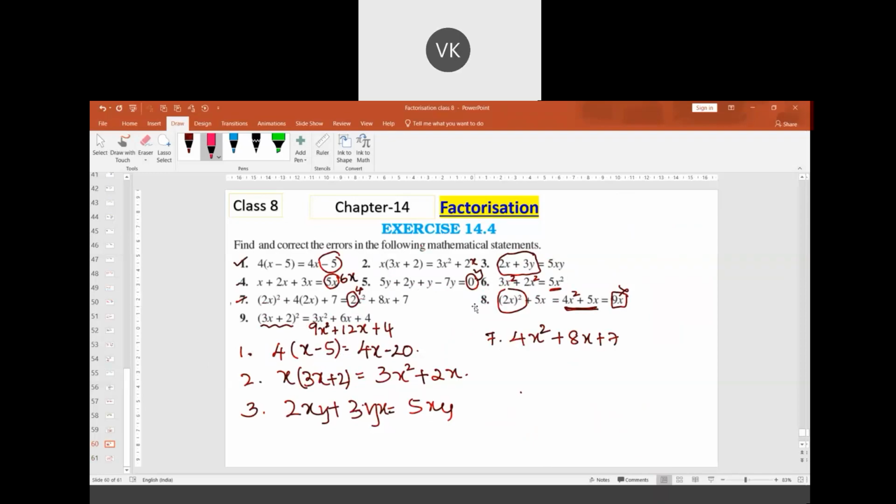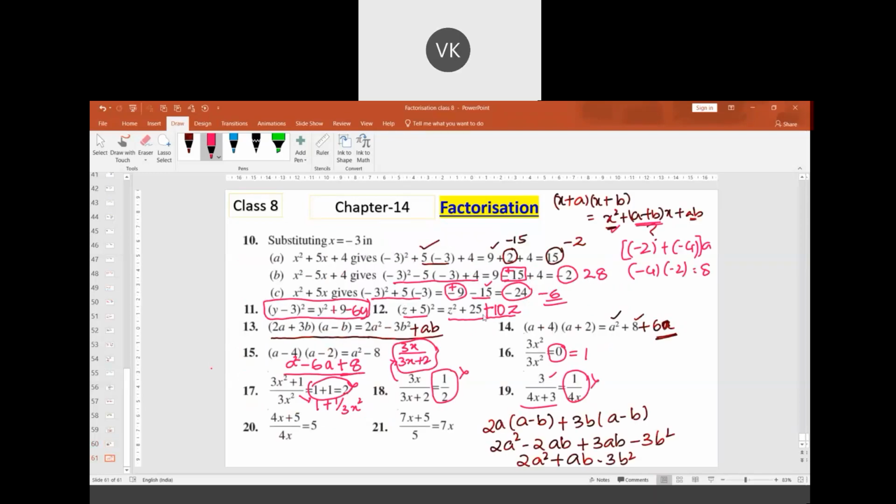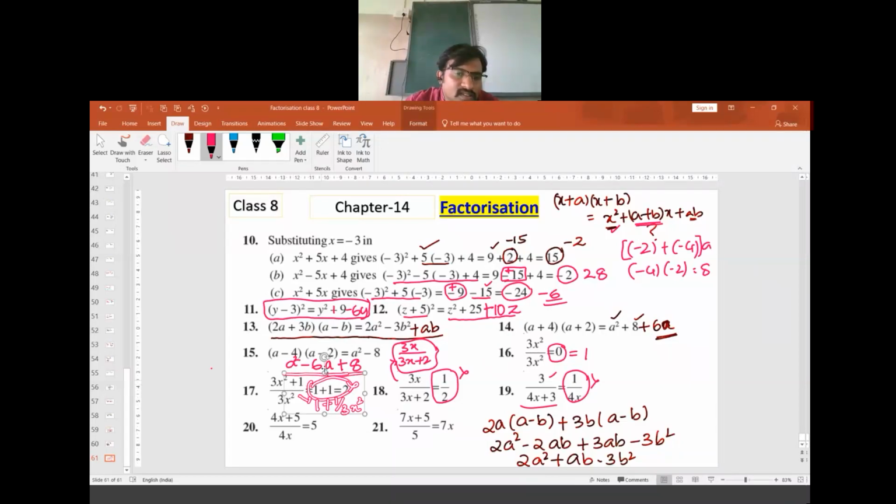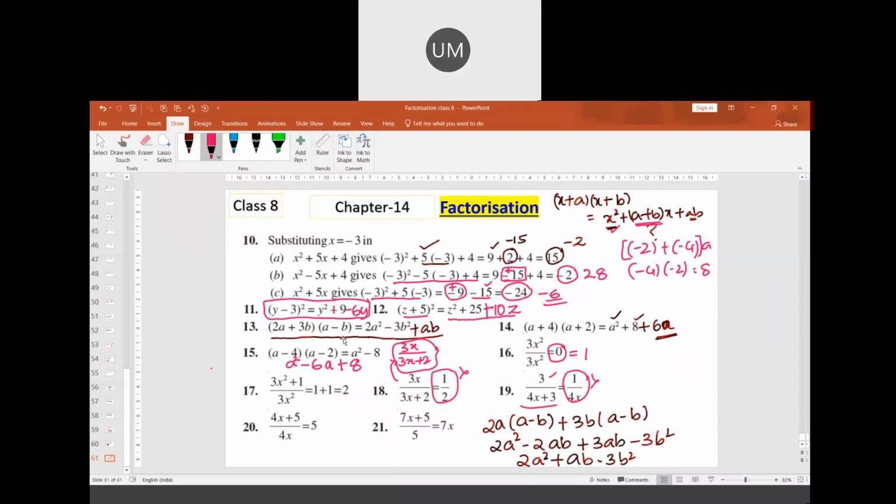17th and 18th question, sir. Okay, 17th and 18th. We can take common. What can you take common? 3x squared and 3x, sir. You can take 3x squared common. How will you take common? Yes, sir. We can take common. I am asking how.